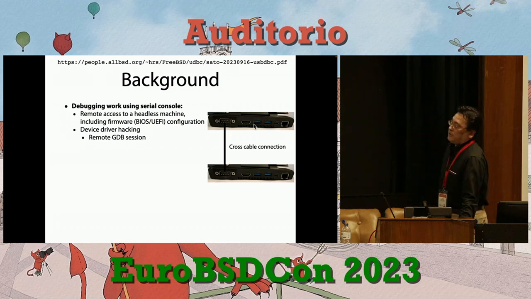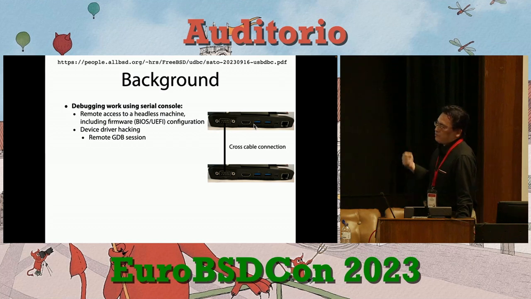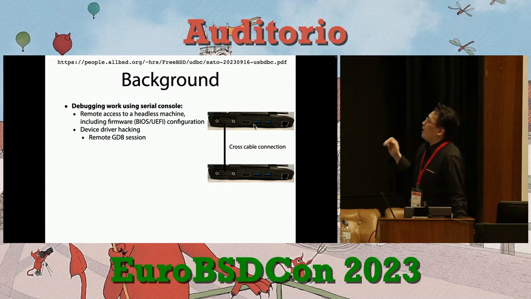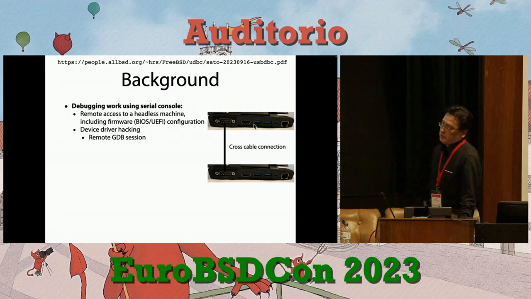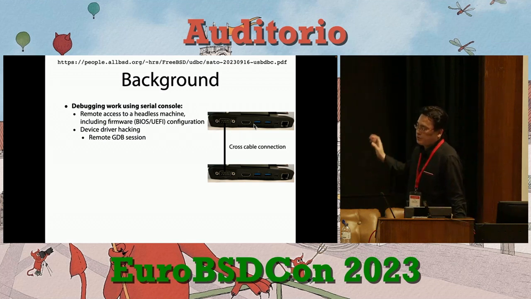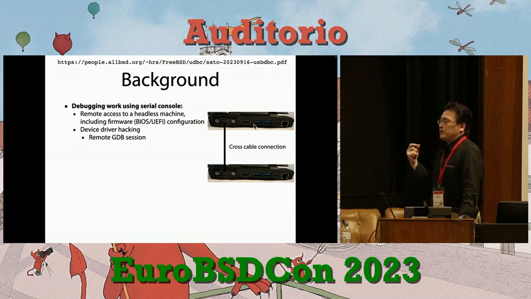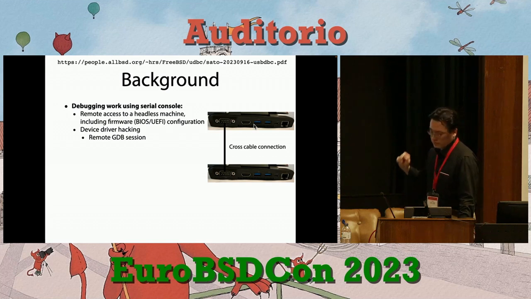So if the machine has legacy serial hardware, it is easy to get a machine-to-machine connection by using a cross cable and to get the login prompt over the serial line, or even use GDB, a remote GDB session, because FreeBSD supports attaching a remote GDB session. So you can debug the kernel or examine the internal state or memory over the cross cable.